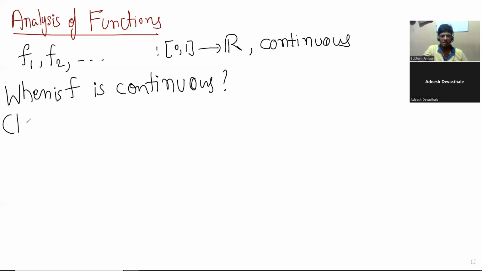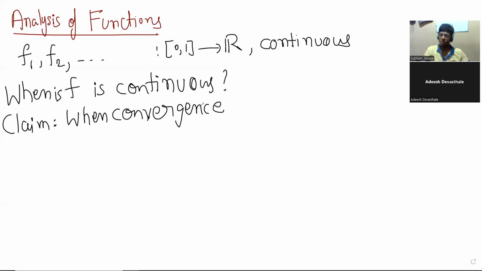So the claim is, when convergence is uniform. Basically, uniform convergence is a stricter notion of convergence, and it is so strict that the nature of the limit is similar to the nature of the sequence. This is seen when we look at differentiability and integrability. Is the limit differentiable? Is the limit integrable? Uniform continuity, maybe sometimes with other conditions, also comes into the picture.